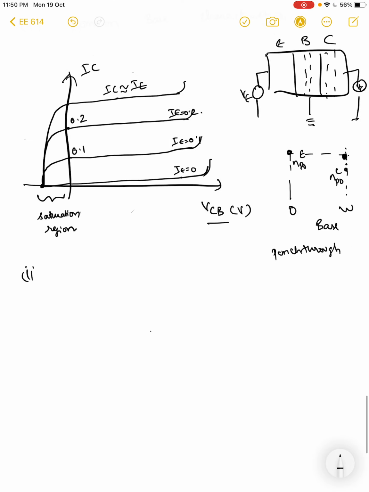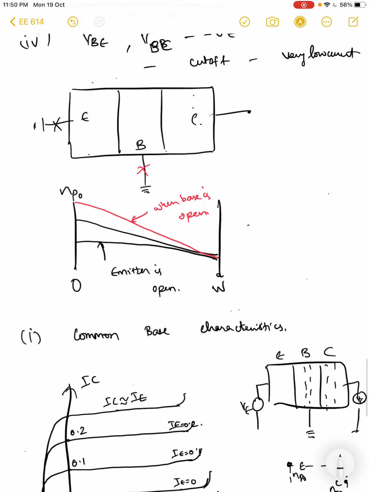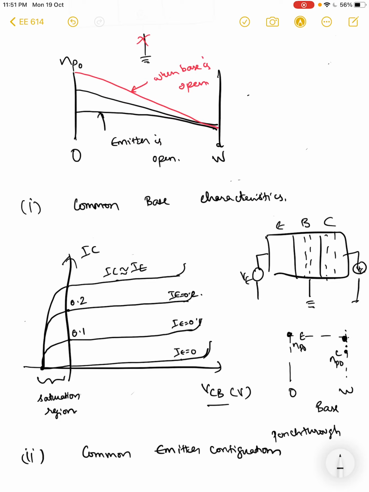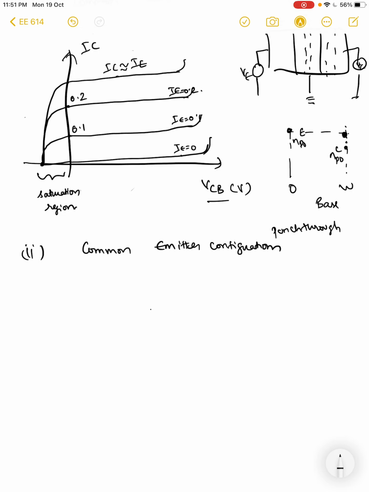The second configuration that we will see today is the common emitter configuration. By the way, this is a region where the emitter current is zero, and we saw from this situation that when the emitter current is zero, you have almost the lowest carrier concentration in the base, leading to almost the lowest collector current, even when the emitter current is zero. We will see in the common emitter configuration that you will have some current which is larger than the previous case when the base current is zero.